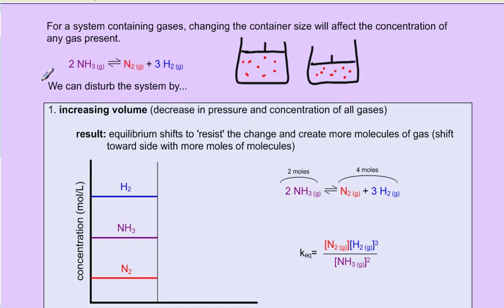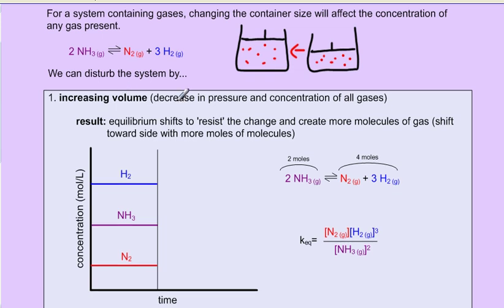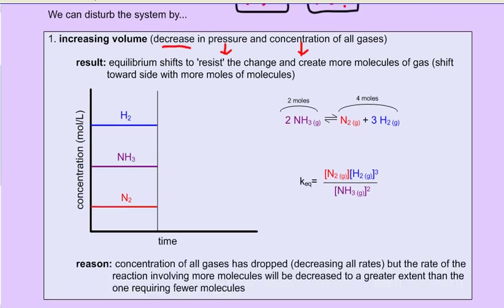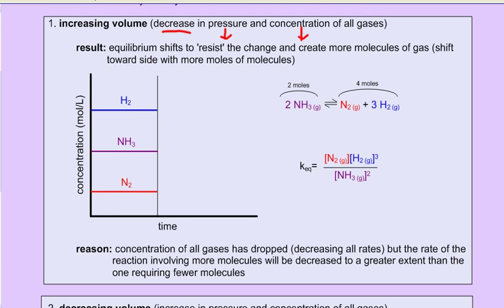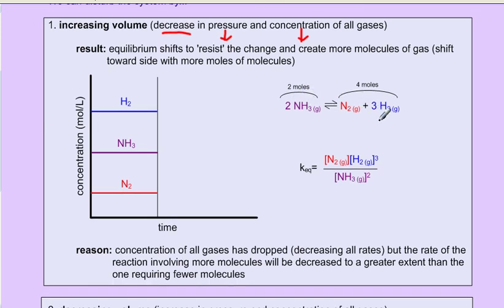if we increase the volume, so I'm going in this direction, if I increase the volume of our container, that means we lower the pressure, so we lower the pressure and we lower the concentration of the gases that are present, all of the gases, so the reactants and the products. If we lower the concentrations, that means we're going to be lowering the rate, the forward rate and the reverse rate. But it's not equal. The effect on the forward rate is not the same as the effect on the reverse rate.